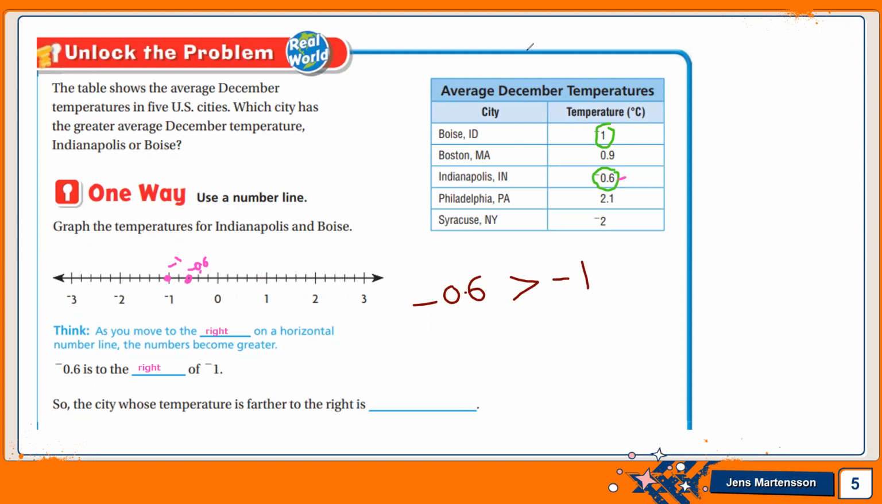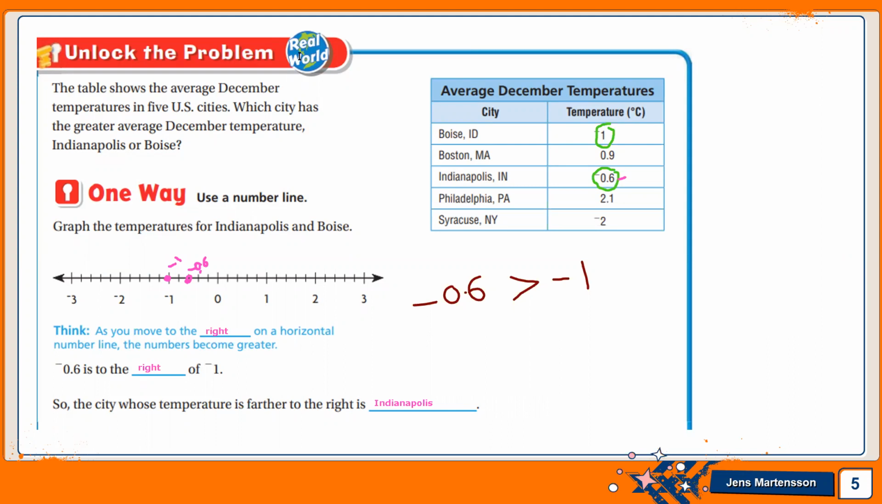So the temperature of the city, that's whose temperature? Its temperature is to the right. This is the first way, using the number line. You have to represent the numbers on the number line, then you will compare between them.